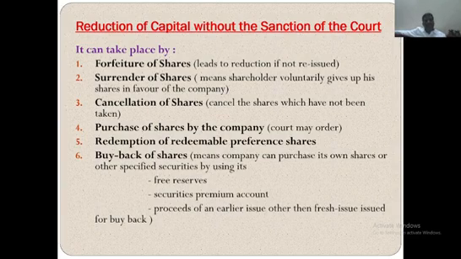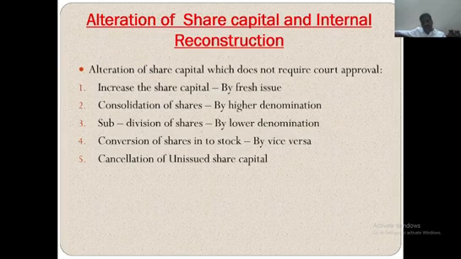Reduction of capital without the sanction of the court can take place by forfeiture of shares, which leads to reduction if not reissued. The next one, surrender of shares. Third, cancellation of shares. Fourth, purchase of shares by the company. Fifth, redemption of redeemable preference shares. Sixth, buyback of shares, which means a company can purchase its own shares or other specified securities out of its free reserves, securities premium account, or proceeds of earlier issues other than the fresh issue of the same kind of shares or securities being bought back.